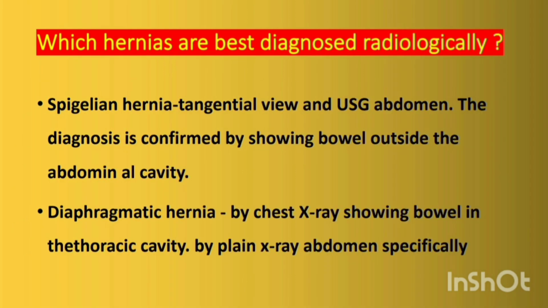Question: which hernias are best diagnosed radiologically? The answer is Spigelian hernia and diaphragmatic hernia. These are best diagnosed radiologically.